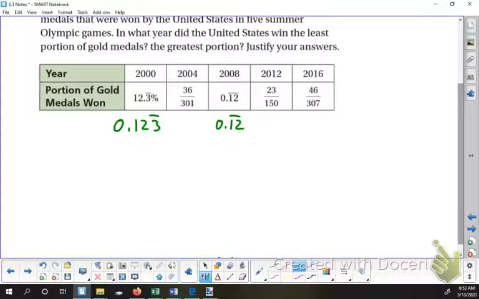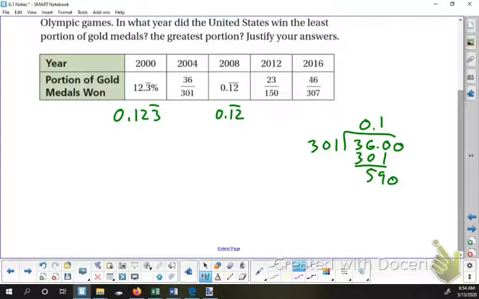I probably need to go back 3, maybe 4 decimal points. 36 divided by 301. So 0, decimal point. Add a 0. 301 into 360. One time. 301. I get 59. Add a 0 and drop it. So now I go 301 into 590. It's still one time. 301. 298. I did not borrow. 298. Add a 0.